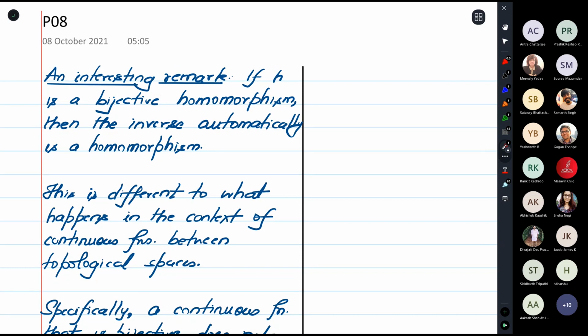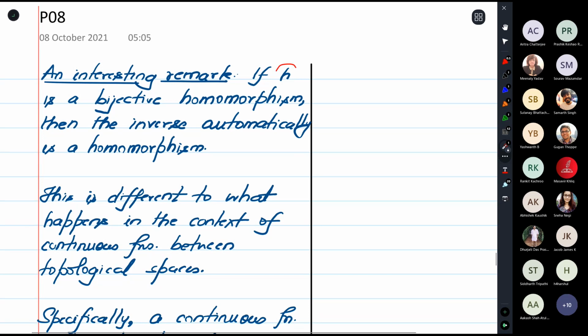In the context of groups, fields, and vector spaces, although we did not prove it explicitly for groups and fields, but we proved it explicitly in the context of vector spaces, we notice that whenever H is a bijective homomorphism, then it automatically follows that the inverse is also a bijective homomorphism, right? So let me repeat, in the context of groups, fields, and vector spaces. We did not prove it for groups and fields. We just stated it, but we proved it explicitly in the context of vector spaces. We verified that if H is a bijective homomorphism, then its inverse is automatically a bijective homomorphism, right?